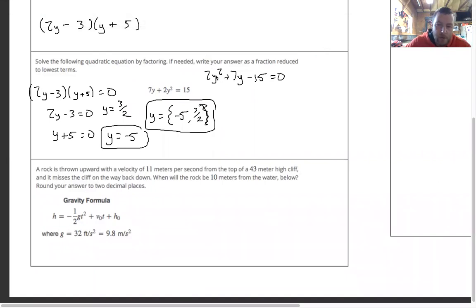What you do, and the only issue you usually have on these, is that the 2 is in the front. So what we need to do is get rid of it. You multiply this by 2 and you just get rid of it. I need to remember that I multiplied by 2, because I need to cancel that out by dividing by 2 at the end. When I do that, I get y squared plus 7y minus 30. Again, you're only multiplying the last number by 2.